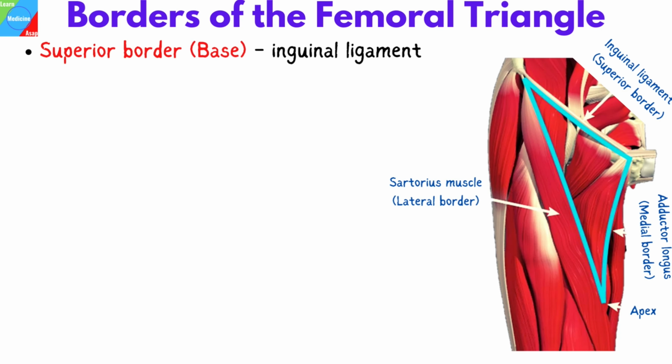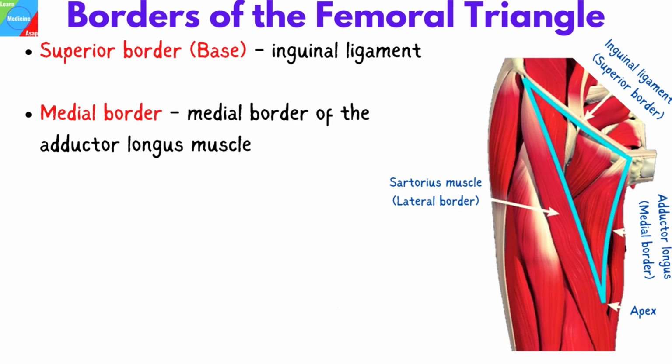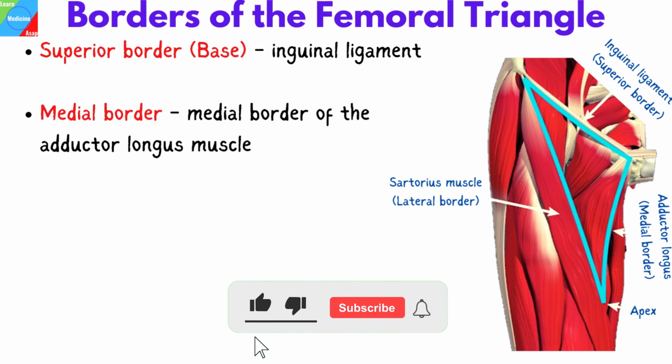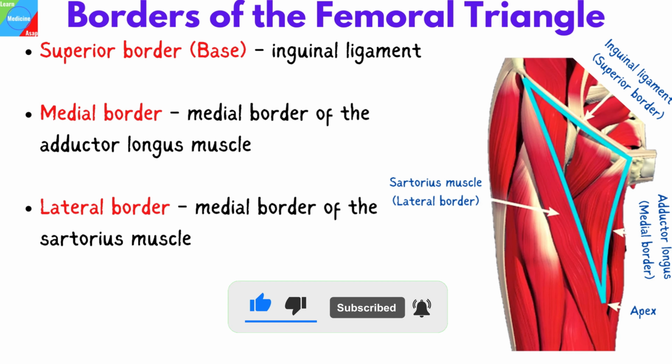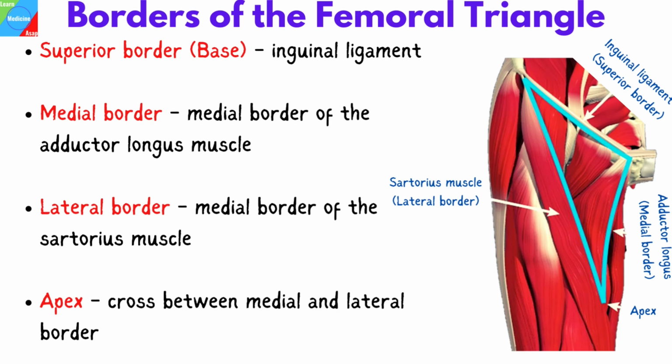The superior border, which also forms the base of the triangle, is formed by the inguinal ligament, which is a ligament that runs from the anterior superior iliac spine to the pubic tubercle. The medial border is formed by the medial border of the adductor longus muscle, while the rest of adductor longus muscle forms part of the floor of the triangle. The lateral border is formed by the medial border of the sartorius muscle. The apex is formed by the cross between medial and lateral border.